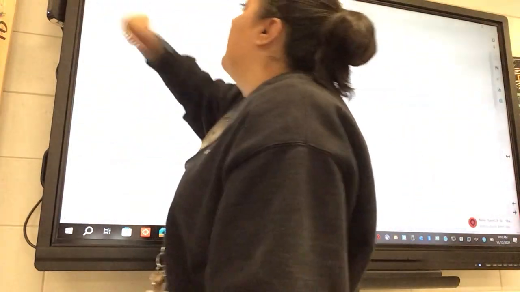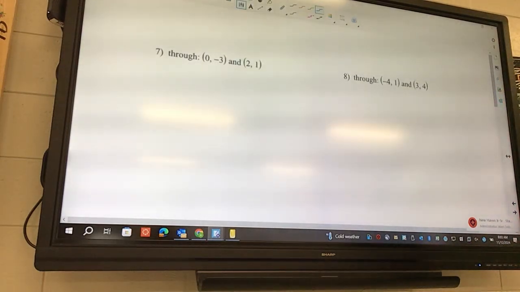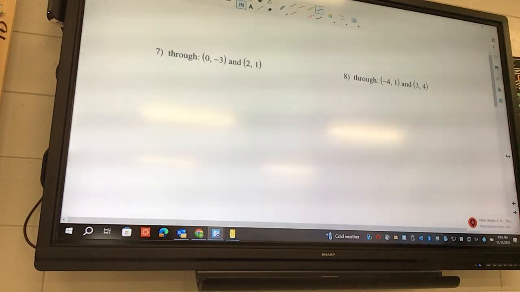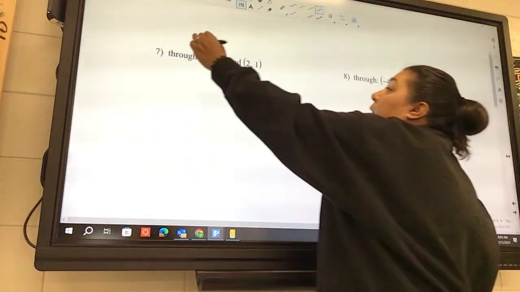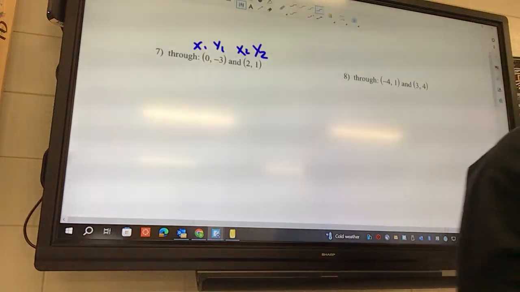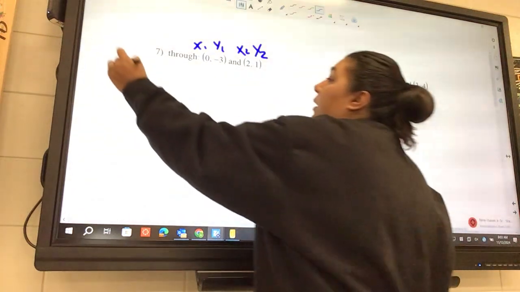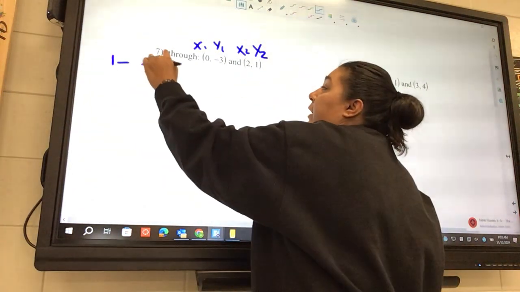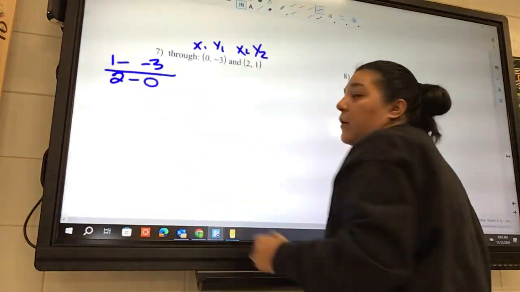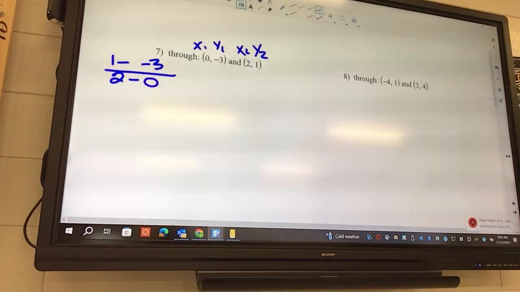Okay, so look at number 7. Yes. Okay, so we're going to start off and label X1, Y1, X2, Y2. We're going to use that first formula. So it's going to look like Y2, so 1 minus Y1, which is negative 3, over my X2, so 2 minus my X1, which is 0. Type it in your calculator and see what you get.